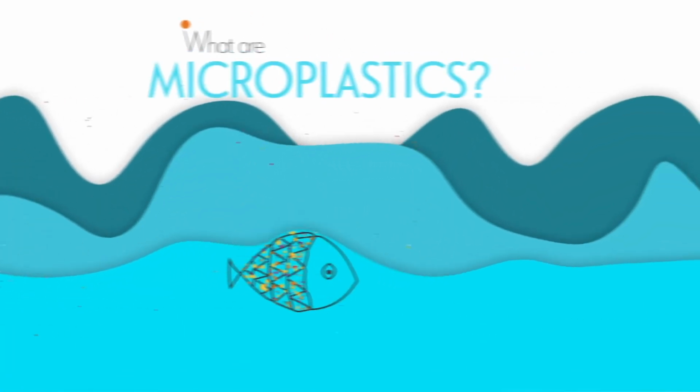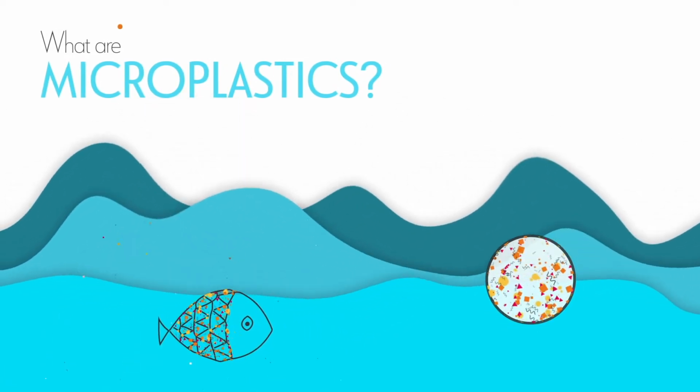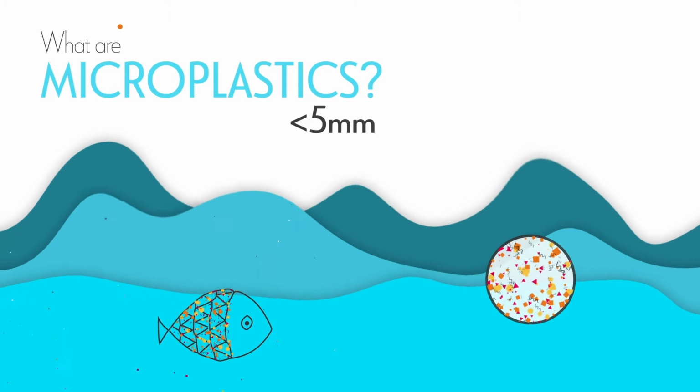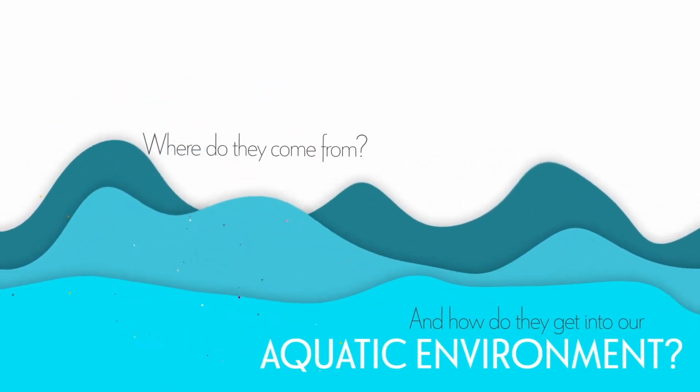What are microplastics? Microplastics are tiny bits of plastic material less than 5 millimeters in size. Where do they come from? And how do they get in our aquatic environment?